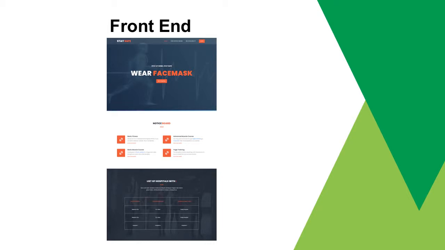The following information is displayed in the front end of the system. List of hospital with room availability. List of hospital with available medicines. List of hospital with available oxygen tanks. Hospital contact information directory. View notice board.